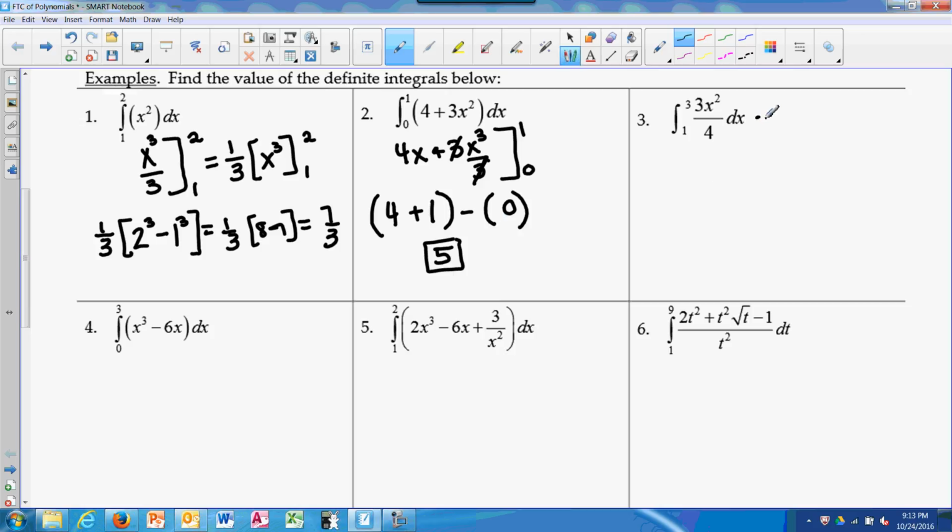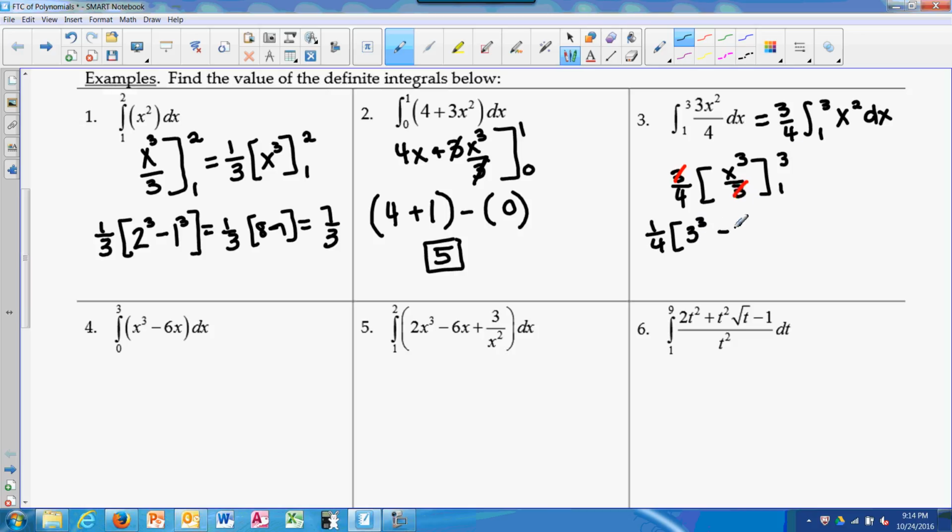For number 3, I'm going to go ahead and hold that 3/4 right from the very beginning. So you can think of it as just antideriving the x squared. So if I hold the 3/4, my antiderivative is x cubed divided by 3 from 1 to 3. Now again, I can simplify. So now I'm really finding 1/4. The x cubed gets the substitution of 3. So top minus bottom.